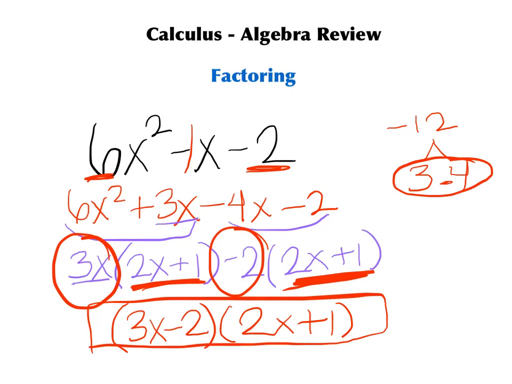Again, really easy to check. If I wanted to do this, I would just take 3x times 2x, that is 6x squared. The outside would be 3x. The inside would be negative 4x. That makes negative 1x, good. And then negative 2 times 1 is negative 2. So I did factor it correctly.